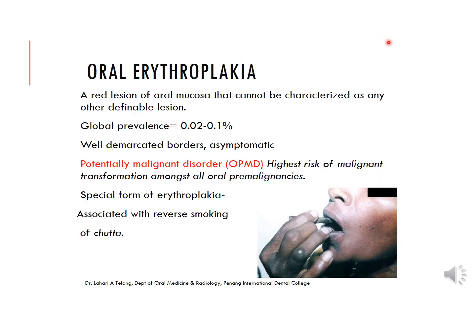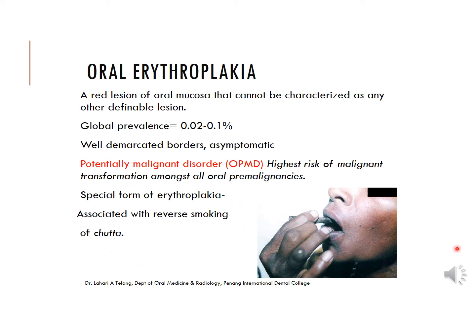On the other hand, erythroplakia is a red lesion of oral mucosa that cannot be characterized as any other definable lesion. The global prevalence is much lesser. It has well demarcated borders and is asymptomatic. This is also a potentially malignant disorder, carrying the highest risk of malignant transformation among all of the premalignancies. There is a special form of erythroleukoplakia associated with reverse smoking of chutta.